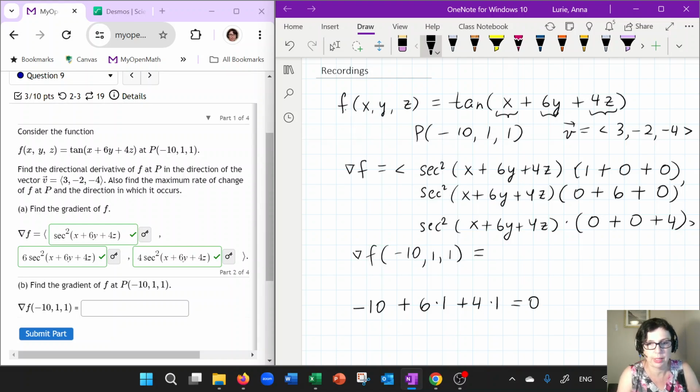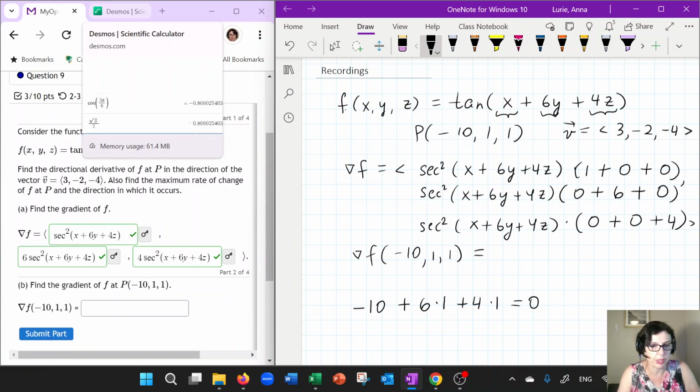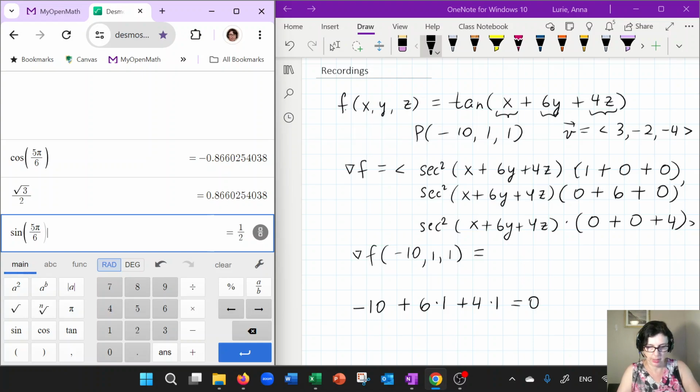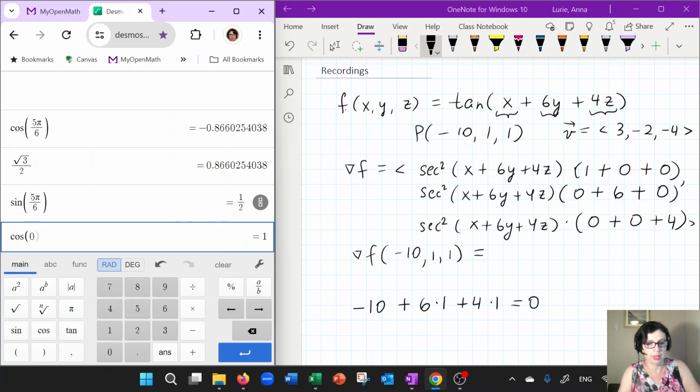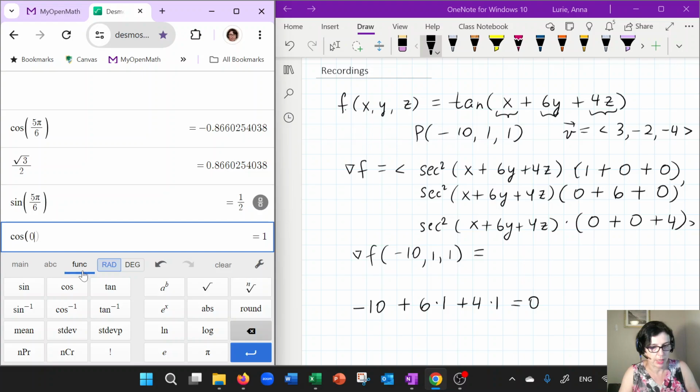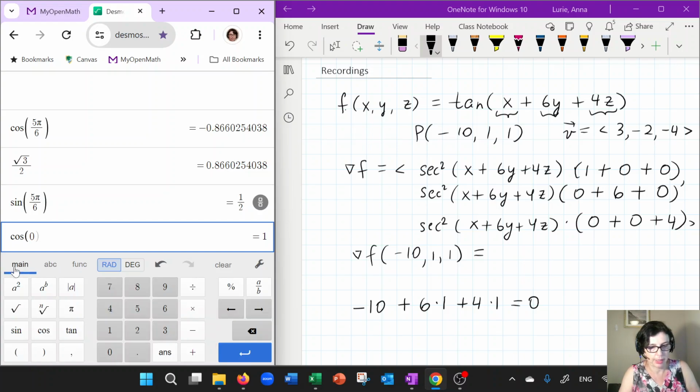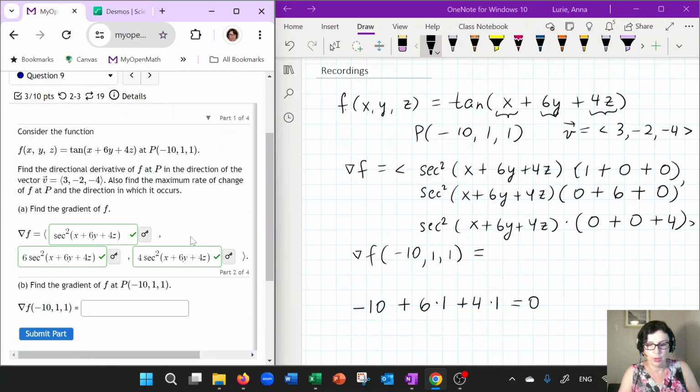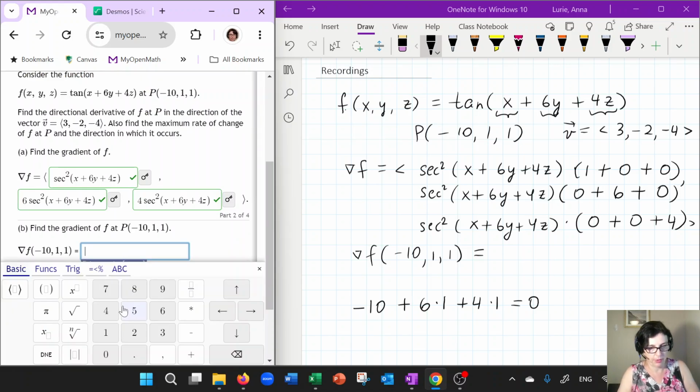So you should know that secant is 1 over cosine, and cosine of 0 is 1, and secant of 0 is also 1. If you're not sure, you will have to figure out what is the cosine of 0. You can plug that in your calculator. Make sure the calculator is in radians. So cosine is 1, and then secant is 1 over cosine, because I am pretty sure that the calculator doesn't have secant. It just says sine, cosine, tangent. So that's all you have. But secant squared is 1, so that makes it very easy. So this will just be 1, 6, and 4.